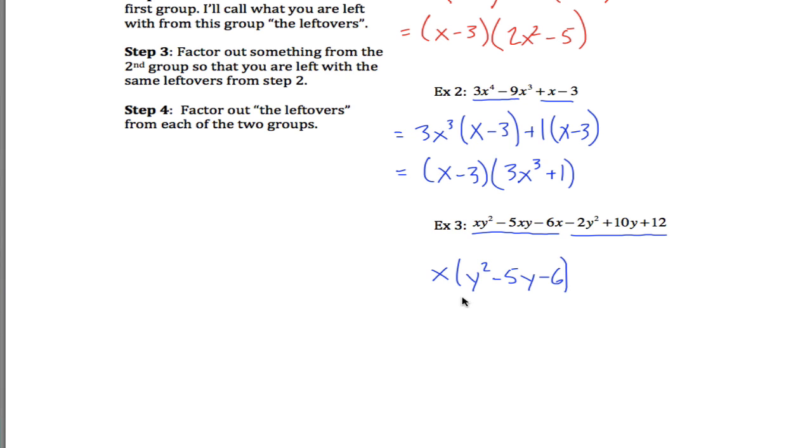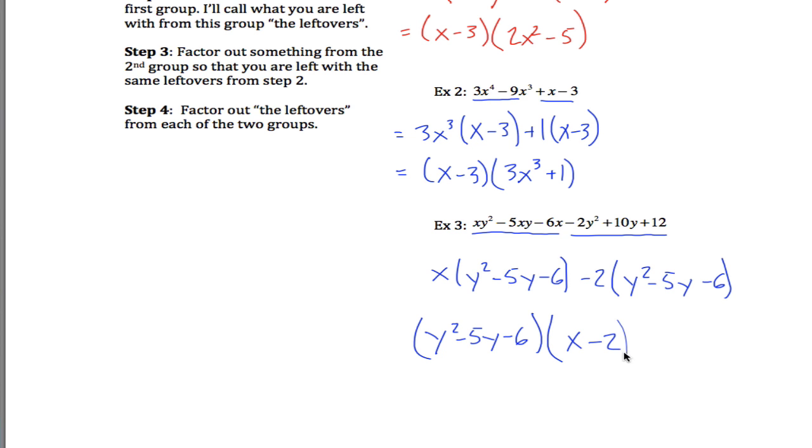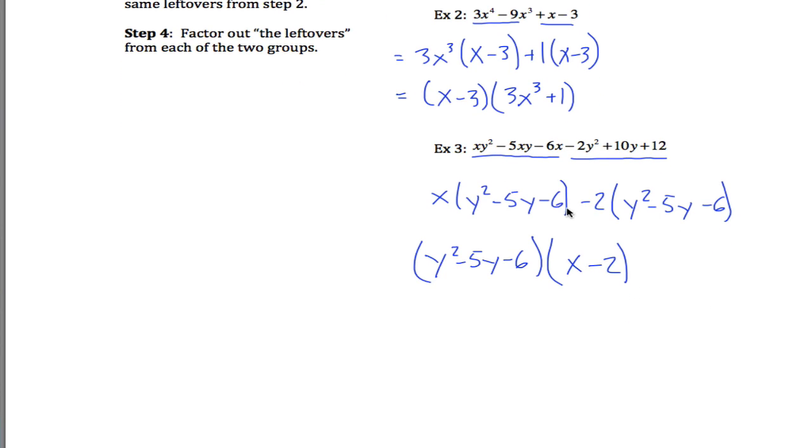Then if I look at these next 3 terms, I want to factor out something so that I'm left with the same leftovers. That something ends up being a -2. So if I pull out a -2, I'm left with y squared minus 5y minus 6. And so now what I have are two terms. Here's one of them. Here's the other one. And they both have this y squared minus 5y minus 6 in common. So using factoring by grouping, I get that this is equal to this.